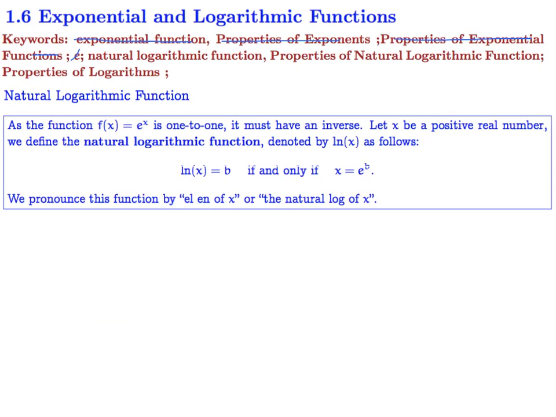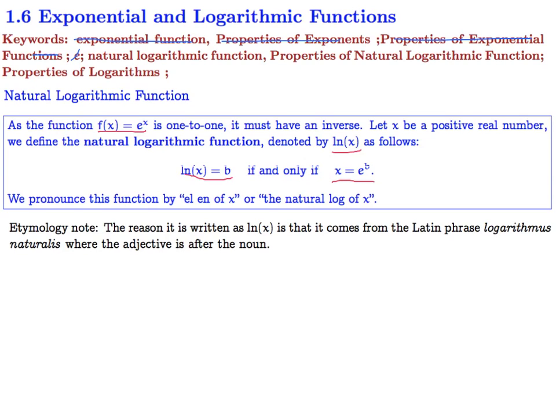So next we're going to talk about the natural logarithm function. As the function f of x equals e to the x is 1 to 1, it's a good exponential function. We discussed previously that it must have an inverse. So if x is any positive real number, we can define the natural logarithmic function, denoted by ln of x, as follows: ln of x equals b if and only if x equals e to the b. We pronounce this function as ln of x, or the natural log of x. The key here is that this is an exponential function's inverse, okay? So it reverses the inputs and outputs from the function e to the b.